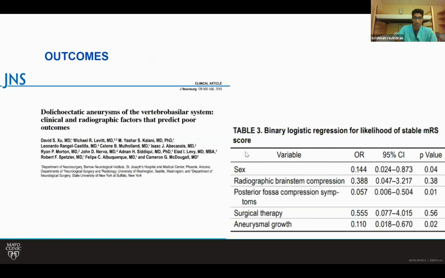One of the recent papers that also came from Dr. Siddiqui's group, as well as work from the Barrow, identified that compression against the brainstem was one of the most important risk factors for stability of these lesions. And so this was one of the variables that they described in their paper as being important for deciding offering treatment versus non-offering treatment. Should treatment still be offered in a markedly dolichoectatic aneurysm without evidence of symptomatic brainstem compression, but only radiographic brainstem compression?